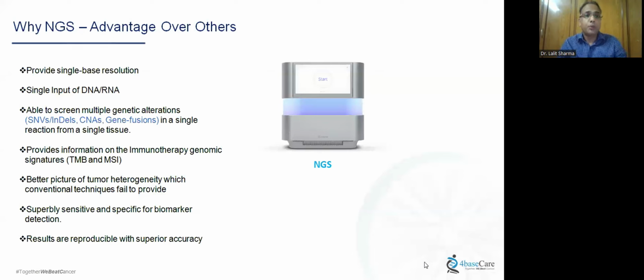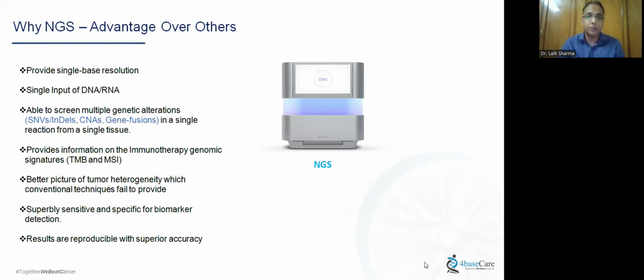So, what is the advantage of NGS over the other available tools such as quantitative PCR? It provides single base resolution. It has a single input of DNA and RNA. It is able to screen multiple genetic alterations in a single reaction from a single tissue. That is, you do not have to run individual mutations one after the other.